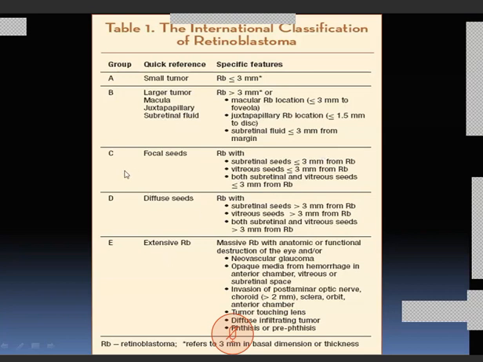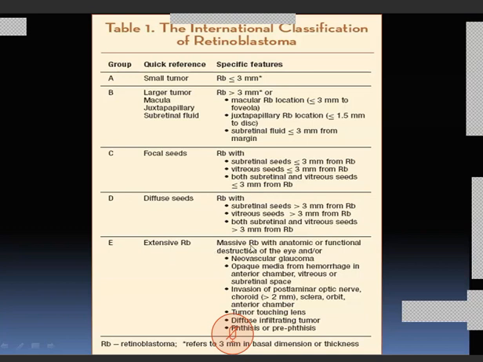Then group C, focal seeds, that is retinoblastoma with subretinal seeds less than or equal to 3 millimeters from the retinoblastoma, or vitreous seeds less than or equal to 3 millimeters from the retinoblastoma, and both subretinal and vitreous seeds less than or equal to 3 millimeters from the retinoblastoma. That is the focal seeds. And then diffuse seeds: retinoblastoma with subretinal seeds more than 3 millimeters from retinoblastoma, and vitreous seeds more than 3 millimeters from retinoblastoma, and both subretinal and vitreous seeds more than 3 millimeters from the tumor itself.